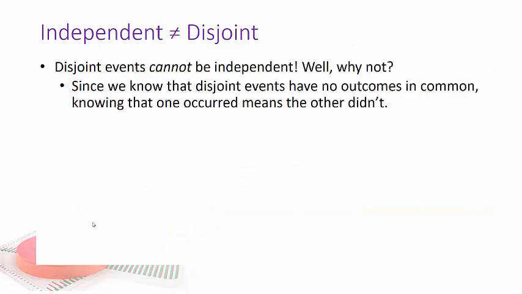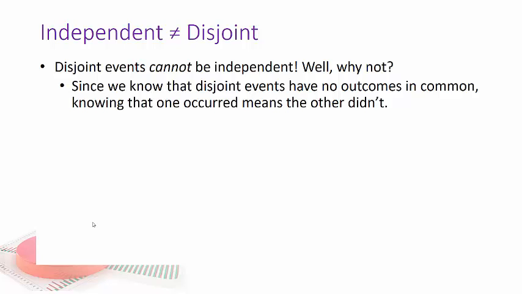Now, don't confuse independent with disjoint. Disjoint events cannot be independent. Okay, wait a second. What are we talking about? Remember, disjoint means mutually exclusive. They cannot happen at the same time. Since we know that disjoint events have no outcomes in common, knowing that one occurred means the other didn't. So if I knew I drew a king, then I know the card's not a queen.